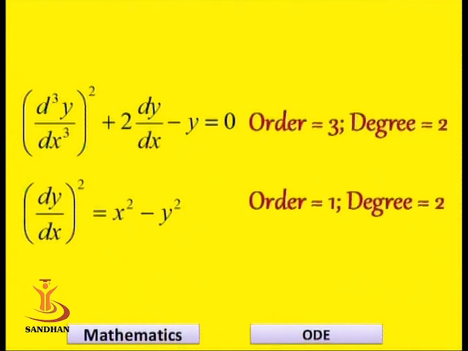Let us reiterate with another example. dy by dx whole square is equal to x square minus y square. Now, this ordinary differential equation has just one derivative, and the order is 1 because it is dy by dx. So, the highest order of this ODE is 1. And what is the degree of the highest order derivative? It is 2. And hence the degree of the ordinary differential equation is said to be 2. So, dy by dx whole square equal to x square minus y square is said to be a first order ordinary differential equation having degree 2.